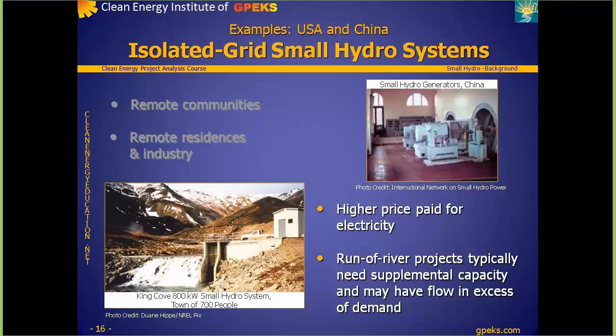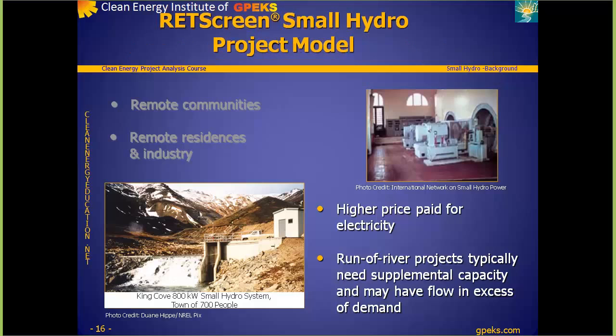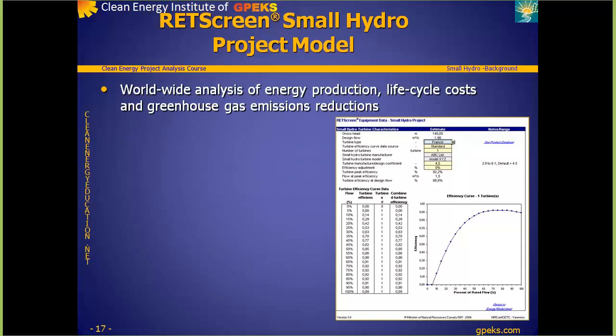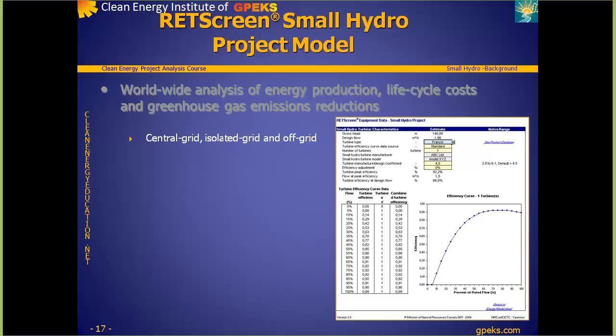The RETScreen Small Hydro Project Model. The RETScreen Small Hydro Project Model is a simple but very useful tool for the preliminary investigation of the technical and financial feasibility of small hydro projects. For an installation anywhere in the world, it can provide an analysis of the energy production, life cycle costs, and greenhouse gas emissions reductions. The development can be on a central grid or an isolated grid, can be run-of-river or incorporate storage, and can range in scale from a single turbine micro hydro system to a multi-turbine small hydro project.